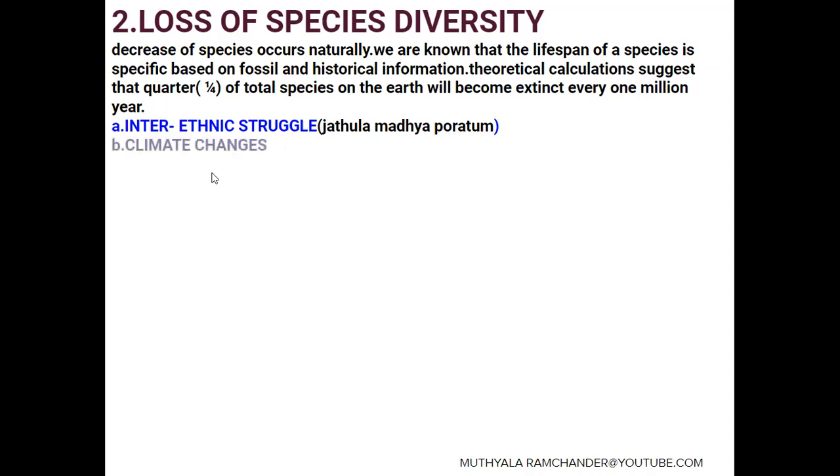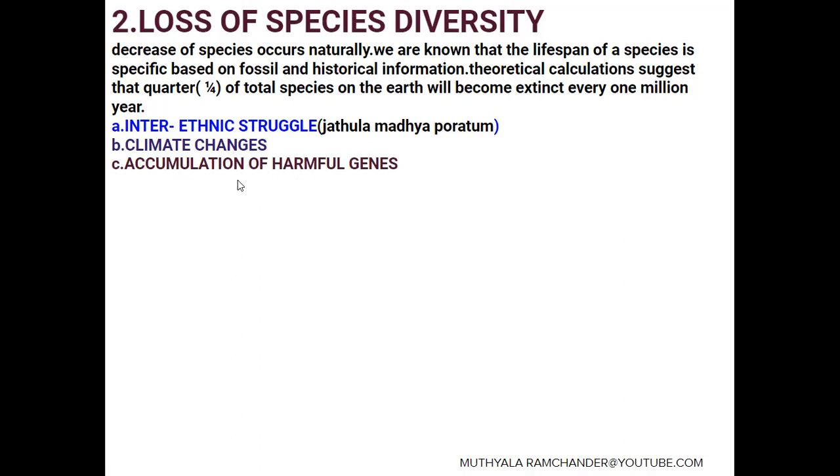The second one is climate change. Climate change is a major threat to species diversity. If a comfortable environment is present around the species, they can survive their life in a smooth manner. If the climate is uncomfortable, the species lose their life, meaning they are ready to become extinct based on the climate changes.